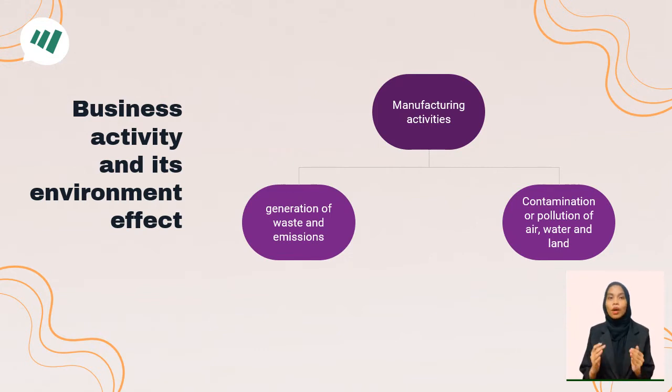Thus, the most obvious example of material-related environmental impact is the generation of waste and emissions, which can affect the health of both human and natural ecosystems, including plants and animals. So, air, water, or land can end up polluted or even contaminated too. So next.